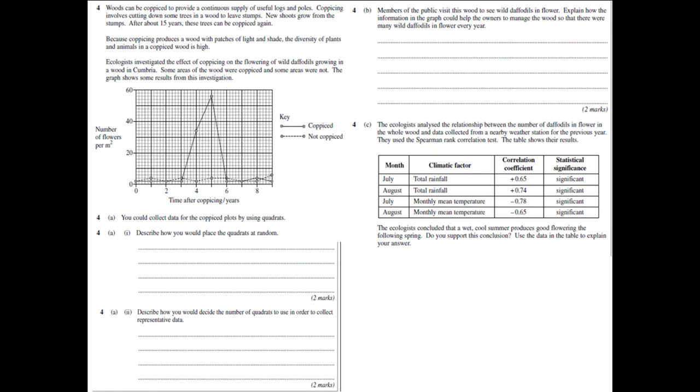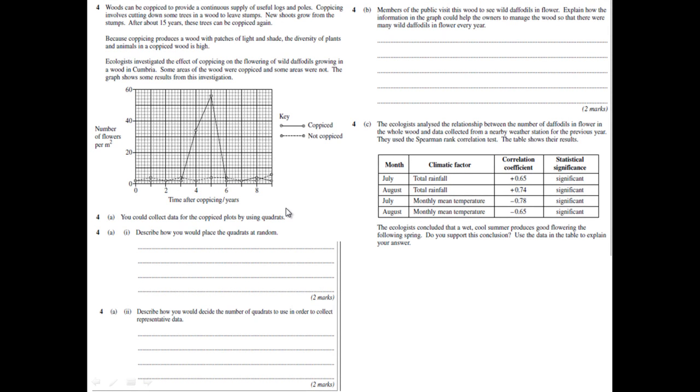So these questions again are taken from the AQA biology course, and they're taken from the Unit 4 paper. If we look at the first question: woods can be coppiced to provide a continuous supply of useful logs and poles. Coppicing involves cutting down some trees in a wood to leave stumps. New shoots grow from the stumps. After about 15 years these trees can be coppiced again.